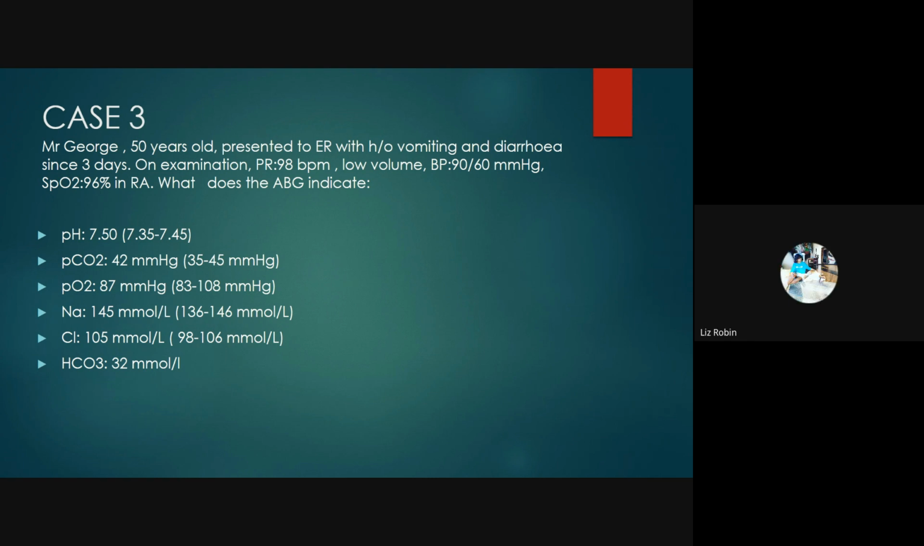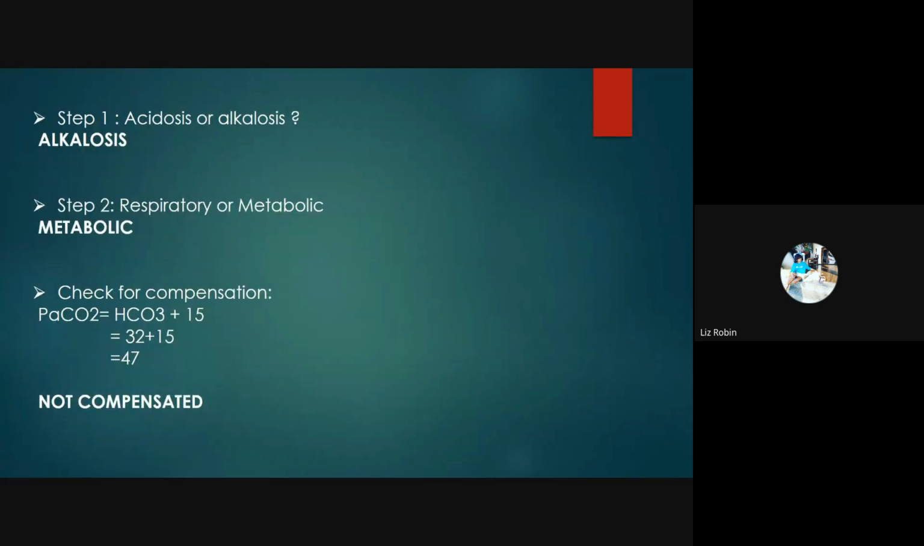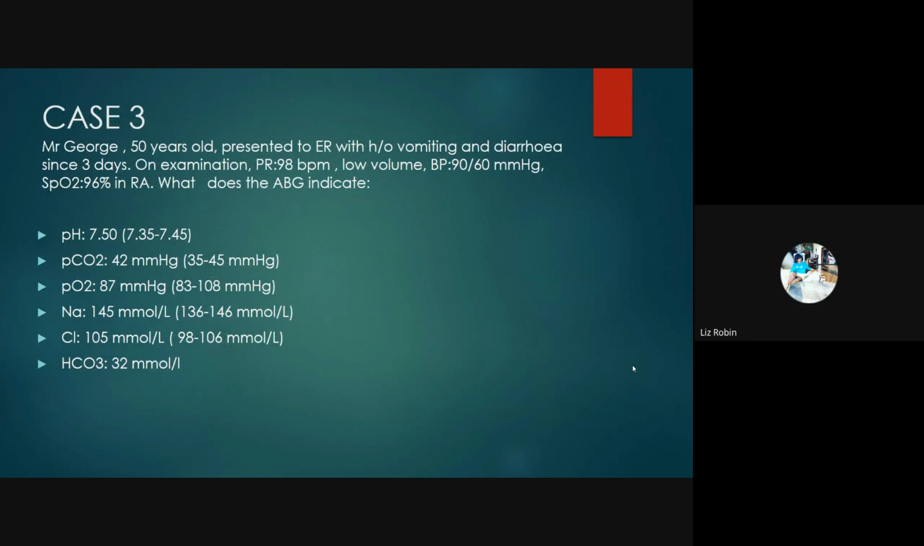Yes, lovely. So basically, a stepwise approach. It was alkalosis, and then you check for compensation. It was basically bicarb plus 15. So 32 plus 15, 47. As a result, it's not compensated because our actual PCO2 was only 42. And again, if it was compensated, the pH should be around 7.4, but it's 7.5. That itself is suggestive that it's not compensated.